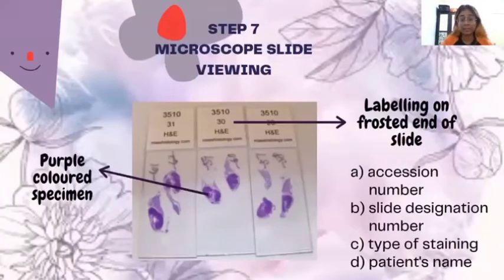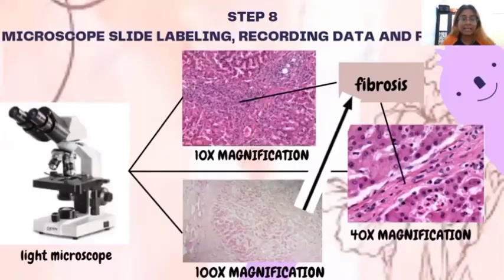Step 7 is microscope slide viewing, whereby the microscope slide is closely examined after staining. The specimen has ranges of purple color, which is light and dark shades because of the hematoxylin and eosin stain. The slide is also labeled on its frosted end, whereby the accession number, slide designated number, type of staining used to stain the specimen, and patient's name are stated. In the last step, the slide is viewed under a light microscope and 3 different magnifications are viewed, which are 10 times, 40 times, and 100 times magnification.